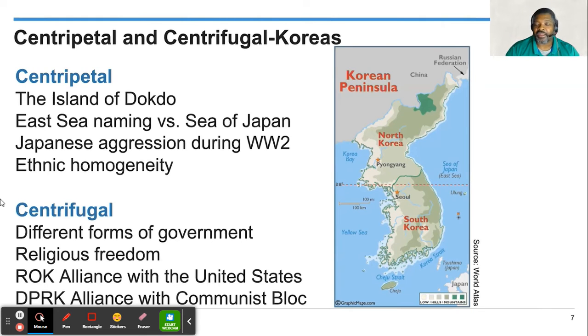Centrifugal forces. Now, post-Korean War, both North and South Korea were divided on which form of government that they wanted to partake in. This has led to serious contentions between both parties. Religious freedom is enjoyed in the South, but is not enjoyed as much in the North. The Republic of Korea, aka South Korea, and its alliance with the United States has been a sore spot for North Korea. The DPRK, or the Democratic People's Republic of Korea, aka North Korea, and its alliance with the Communist bloc has been a thorn in the side for many of the allies of South Korea.